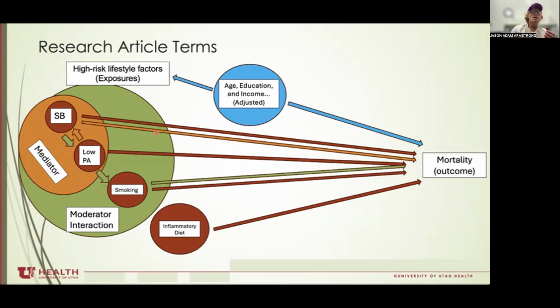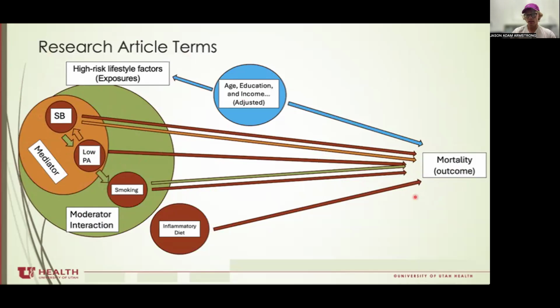Okay. Now, moderating is different because it means it's not on the causal pathway. So mediators are on the causal pathway between this main effect, sedentary behavior and mortality. So low physical activity might be on the causal pathway between sedentary behavior and mortality. However, sedentary behavior and low physical activity, although they may not be on the causal pathway between smoking and mortality, they do impact smoking and mortality. So that's the big difference, it's not causal in this case, right?